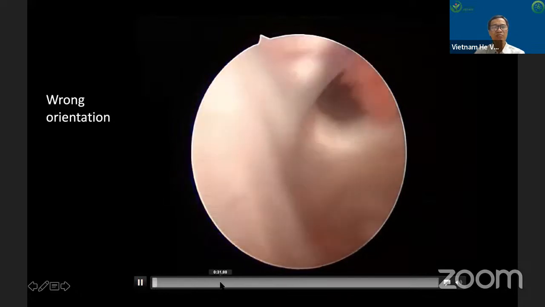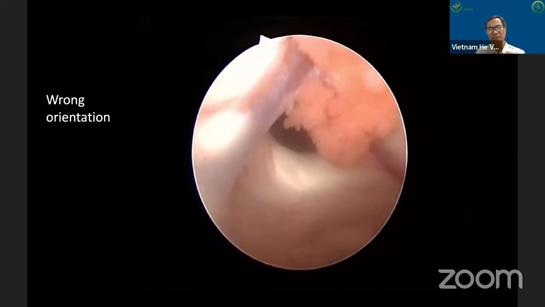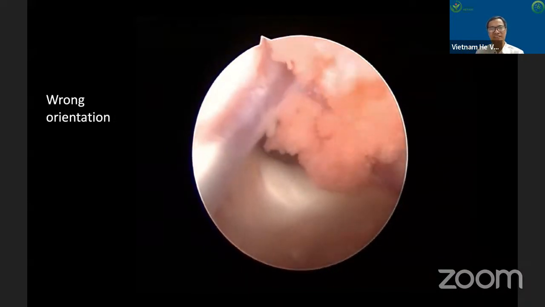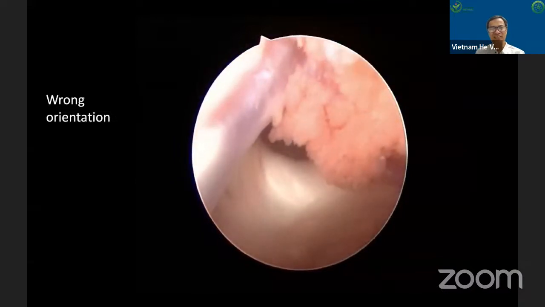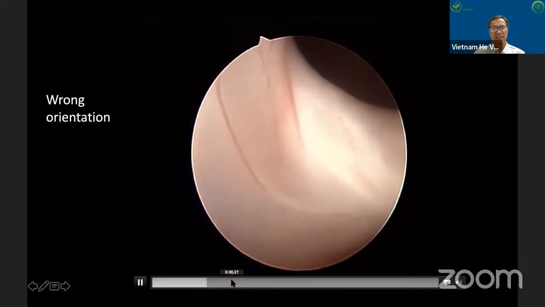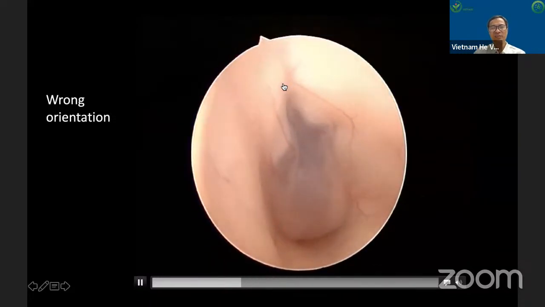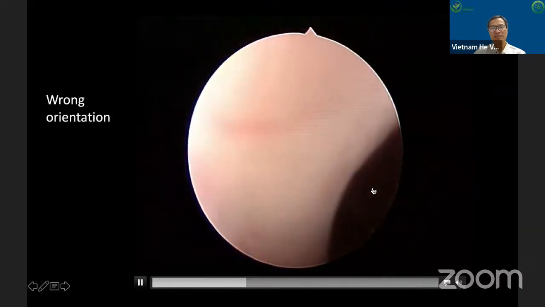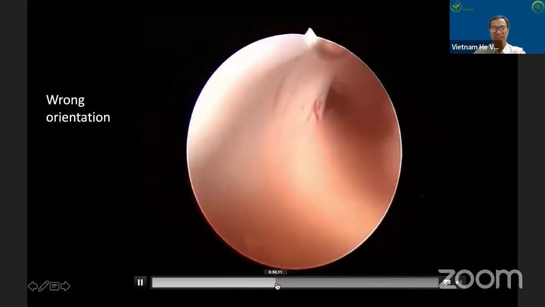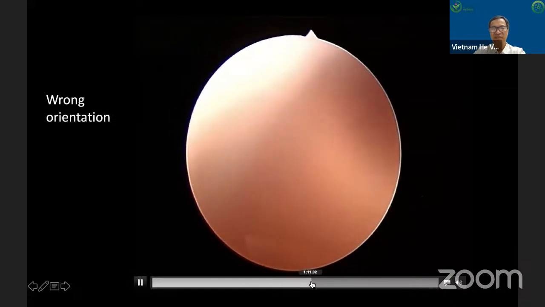And this one is wrong orientation. You see it? Normally the vein is inferior, and this one is in another direction. You can see this, and that's why it's very, very complicated. And in the end, you can see this is another one. You can see the mamillary body is here. It's the wrong direction. It's dangerous, and there is bleeding. Yeah, this one is another example.